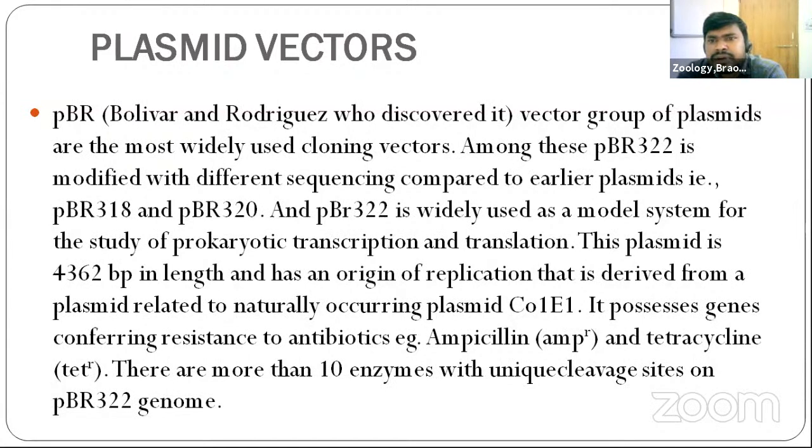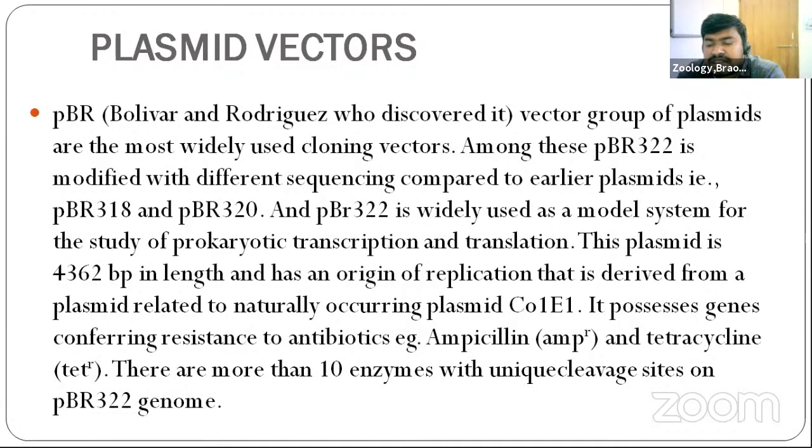Bolivar and Rodriguez discovered it. pBR is a vector. This pBR group of plasmids are the most widely used cloning vectors. Among these, pBR322 is modified with different sequencing compared to earlier plasmids, pBR318 and pBR320. And pBR322 is widely used as a model system for the study of prokaryotic transcription and translation.